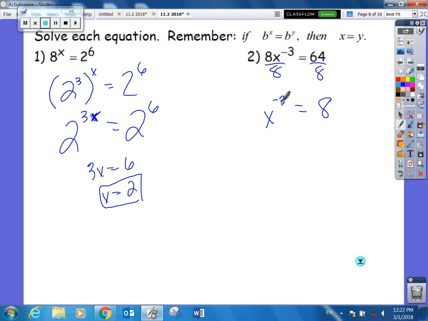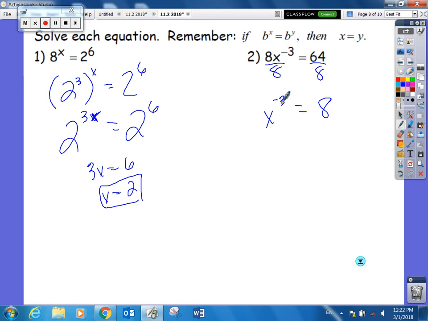Because it's not just 8 is not the base on the other side. So the other side, the base right now is 8x. On that first one, the base was 8 and the base was 2. And this one, it's 8x. So here the x was in the exponent. Here the x is not an exponent. So it's kind of like going back to normal, the way that you would solve anything.